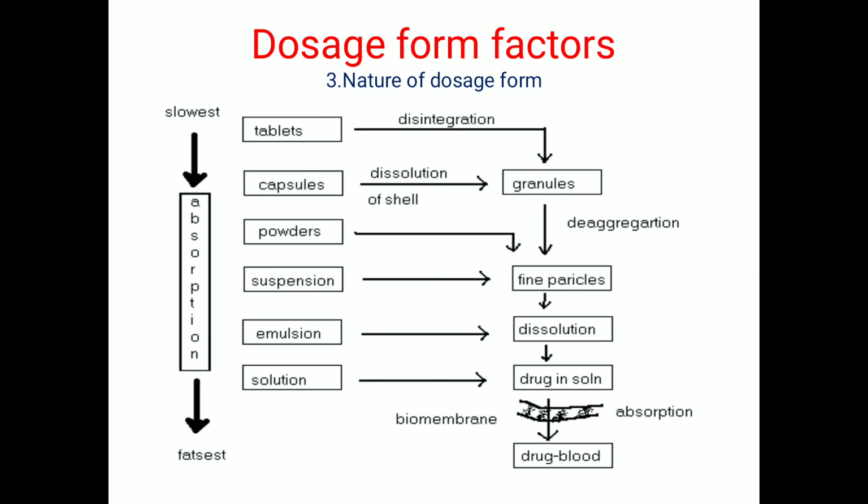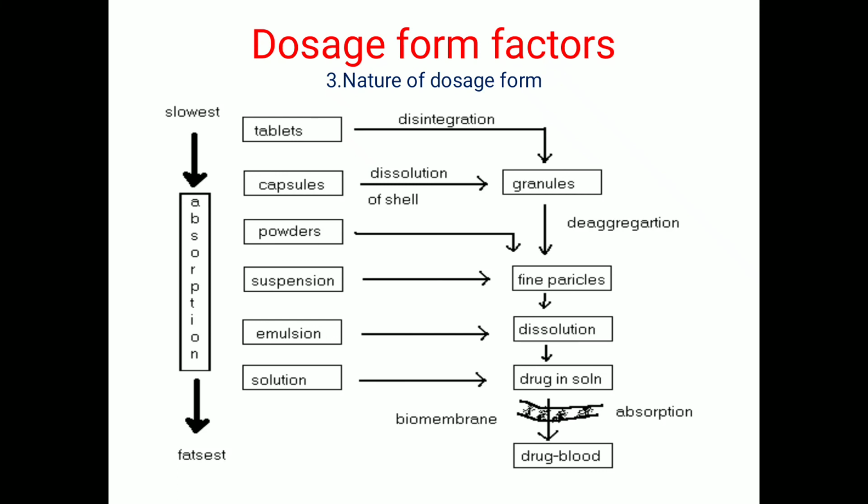After disintegration, the granules are produced. After deaggregation, fine particles are produced. Those fine particles dissolve into the aqueous GI fluid. Then the drug is in solution, and after that the drug is absorbed. Okay, so disintegration, deaggregation, formation of fine particles, dissolution, drug in solution. So these are the steps which mainly take place before drug absorption if the drug is administered in the form of a tablet. Then next to the tablet there is the capsule, in which dissolution of the shell takes place, then deaggregation, fine particles, dissolution, drug in solution and then absorption.